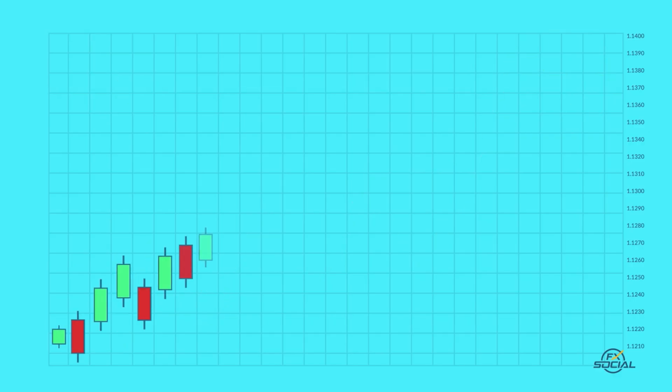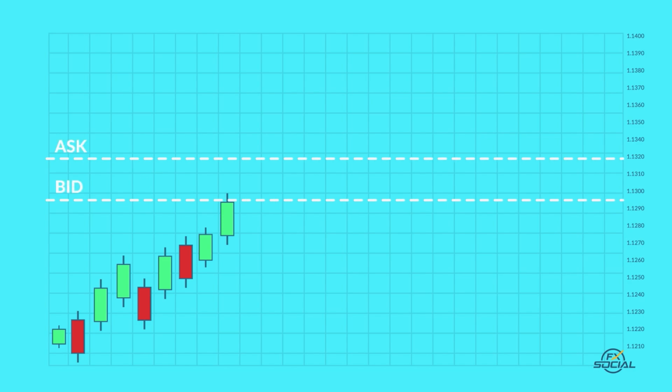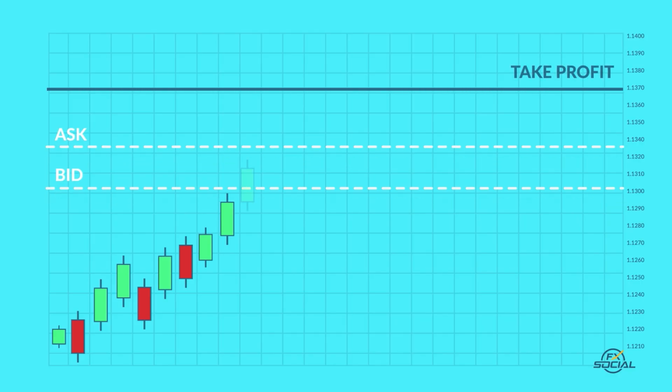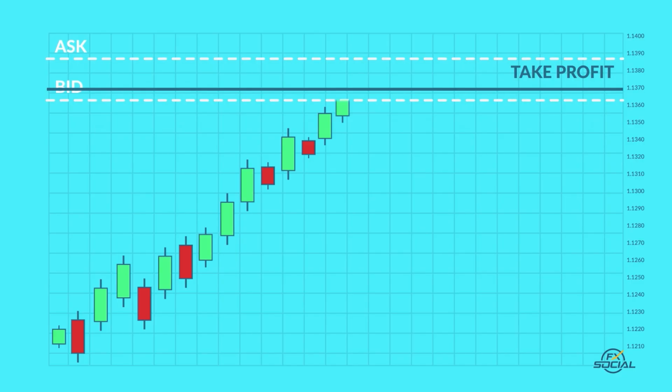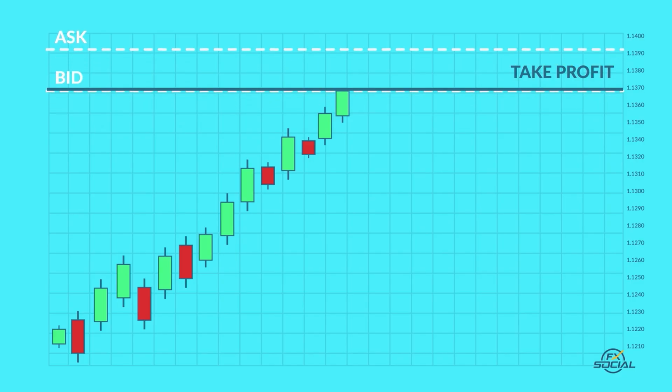For example, a trader goes long, or enters a buy position, by entering the market at 1.1300. Expecting the price to move higher, he wants to benefit from the rise, so he places a take-profit order at a point higher than the entry price, say 1.1370. If the bid price hits the predefined take profit at 1.1370, the position is closed in profit.